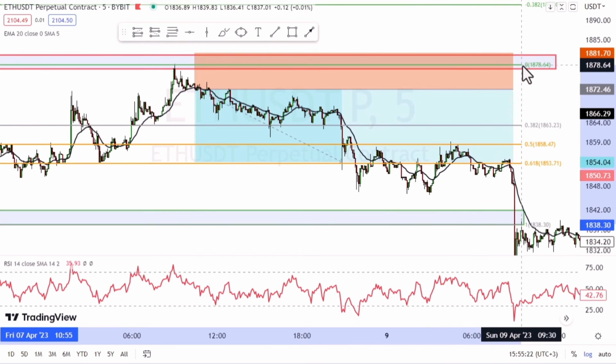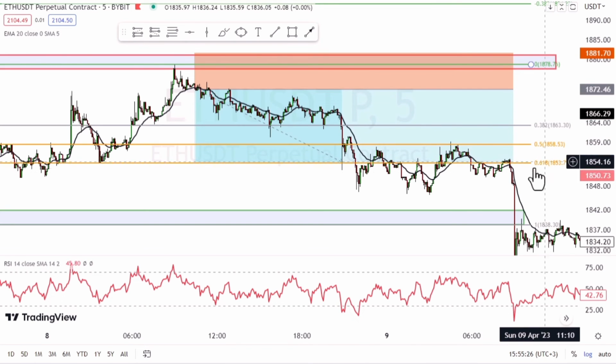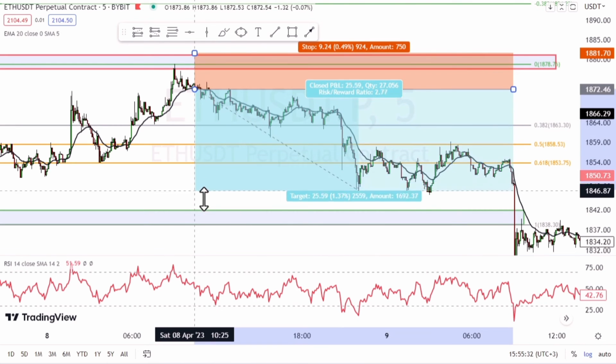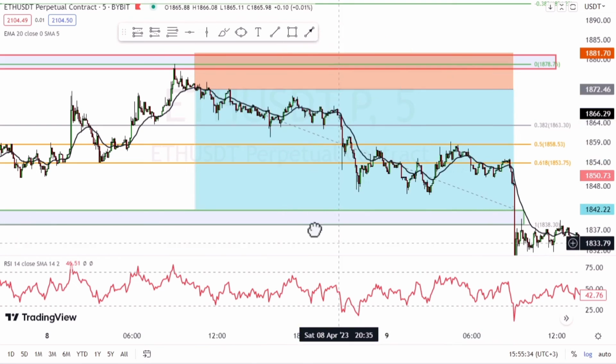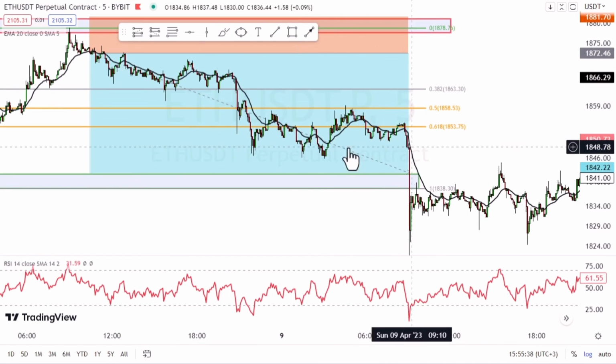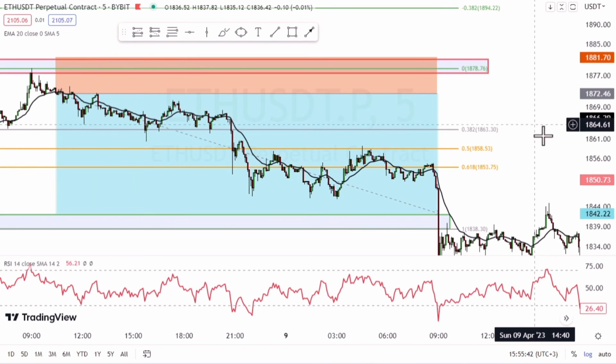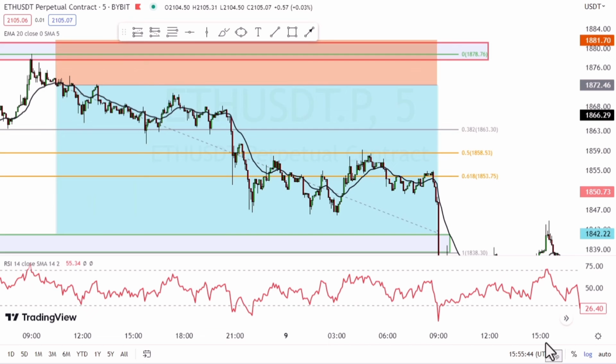So we can set up one target point here and the second target point down here. And as you can see, the price went even more down than that. So this was the short trade example. You can just do it like this and practice for yourself. If you have any questions, just feel free to ask me down in the comments.